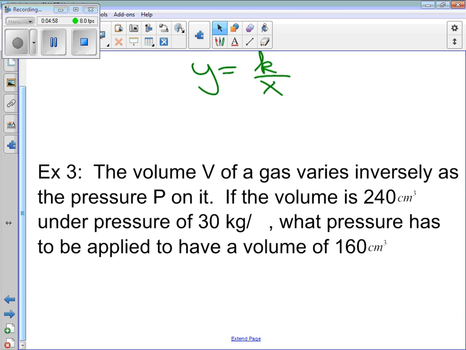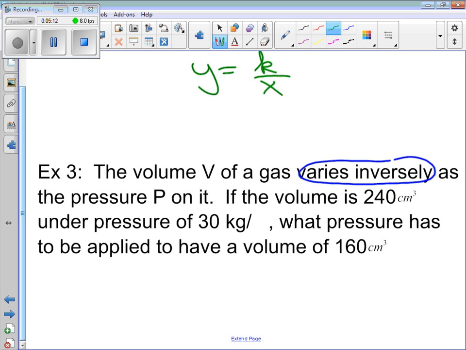So we look at the problem: the volume V of a gas varies inversely as the pressure P on it. So it varies inversely. What comes before that is your y. So the volume, that is your y. You can put V in here if you want, since it does say V. What comes after the words varies inversely? That is your x. So same as direct.